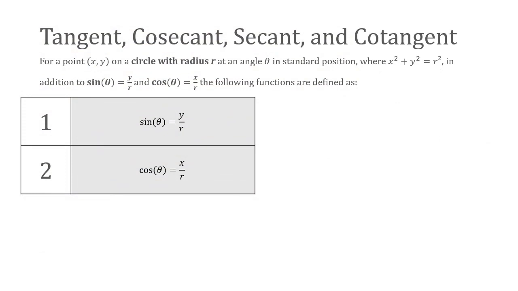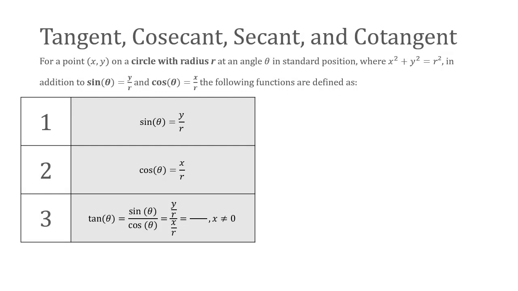For a point x, y on a circle with radius r at an angle theta in standard position, where x squared plus y squared equals r squared, in addition to the fact that the sine of theta is equal to y over r and the cosine of theta is equal to x over r, we can now define the functions tangent, cosecant, secant, and cotangent as follows.